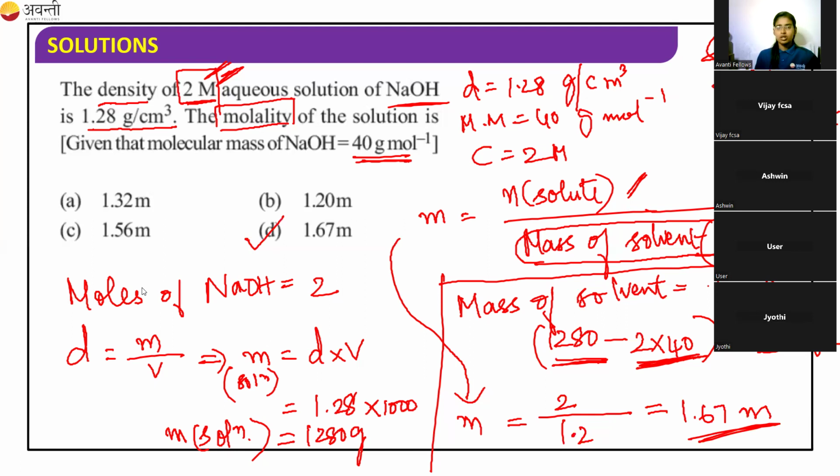Clear? So what are we asked to find out? The molality. So for molality, we need the number of moles of solute. That is given in the question. So we are getting the mass of solvent using these steps. From the density, we are getting the mass of the solution, and from it the mass of the solvent. That's all. So just understand how a problem is approached.